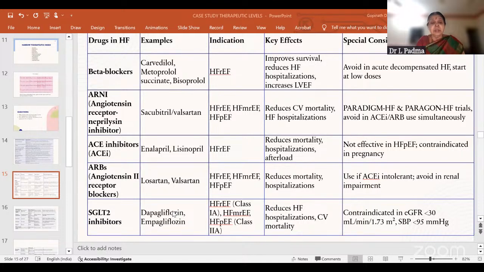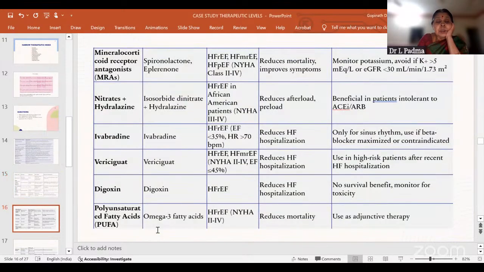Where we have to see these should be there. Apart from this, even the mineralocorticoid receptor antagonist. Now we were using spironolactone. Later we chose eplerenone. Now we are using finerenone. So all the other ones, nitrates, hydralazine in resistant cases, ivabradine only for sinus rhythm when the beta blockers are maximized or contraindicated and the heart rate does not reduce below 90.